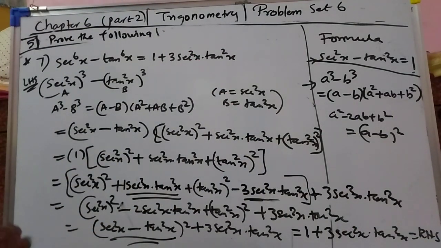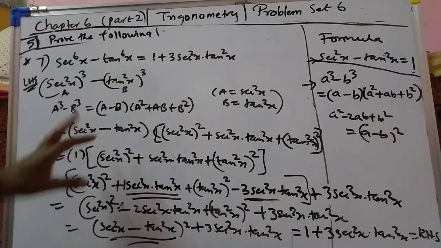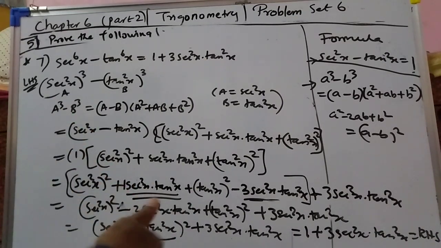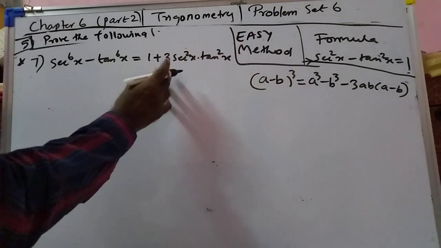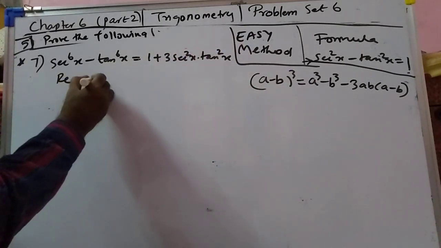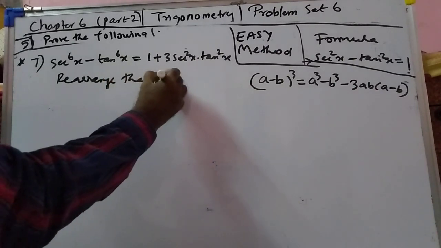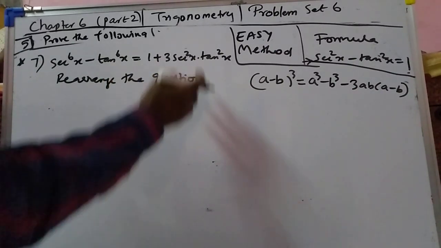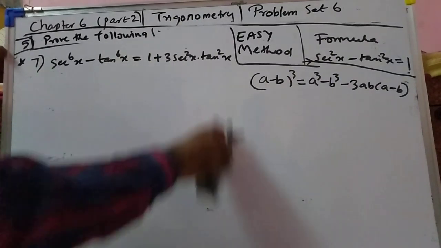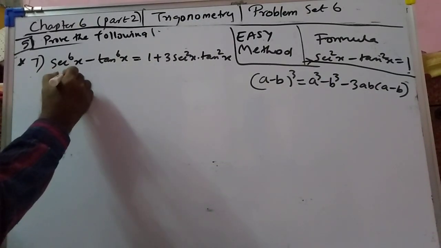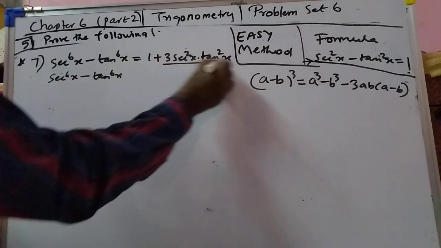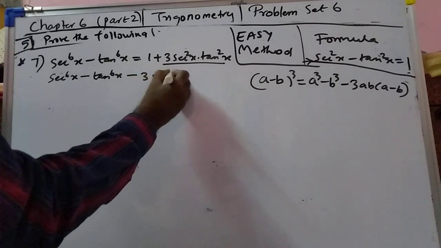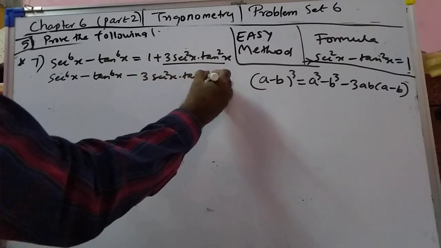I think it is complicated, but you have to remember it. Next time we will do the easy method. Okay, we will do the easy method. Rearrange the question. Bring it to this side. Take it this side: minus 3 sec square x dot tan square x is equal to 1.